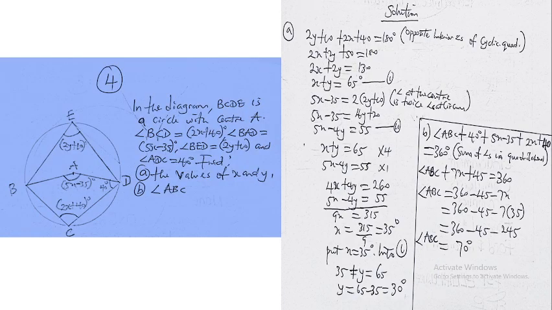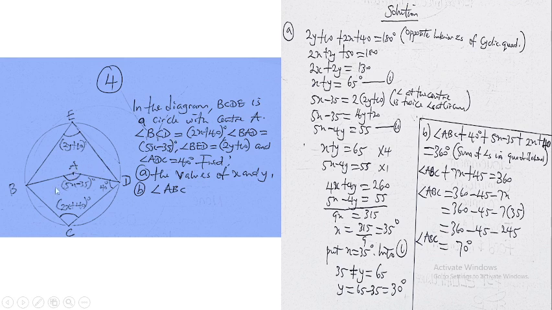Now question number 4 is on circle geometry. Question number 4 is on circle geometry, and if you can see clearly, inside the circle we are having a quadrilateral. That makes this a cyclic quadrilateral. The question says that in the diagram BCD is a circle, of course, BCD is a circle with center A. That means the center is tag A.